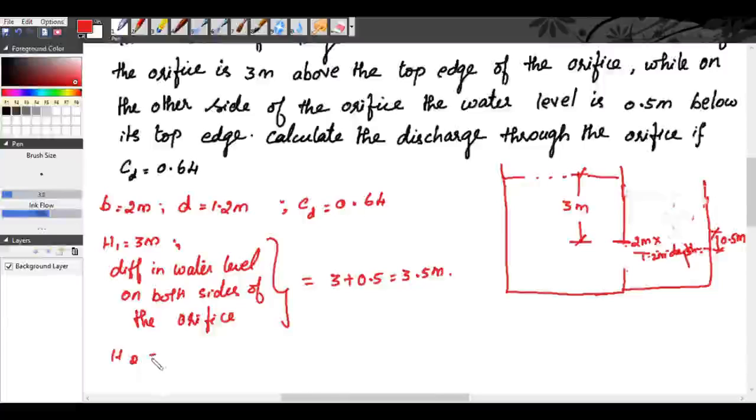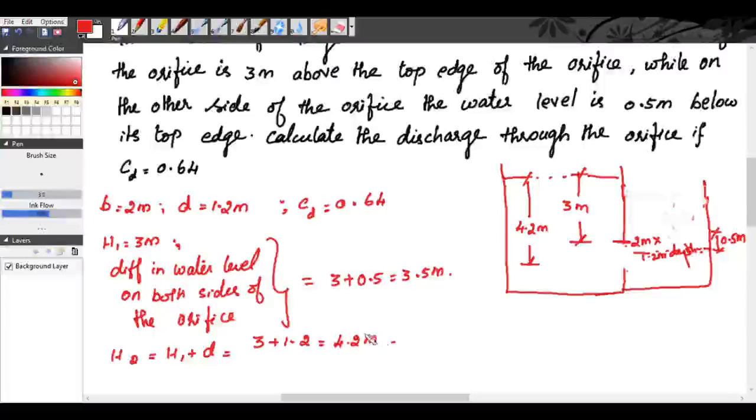So H2 will be equal to this H1 plus depth of the orifice. So H2 will be equal to 3 plus 1.2, that is the height of the water from the bottom edge of the orifice, that is H2. So H2 will be equal to 3 plus 1.2, that is 4.2 meter.